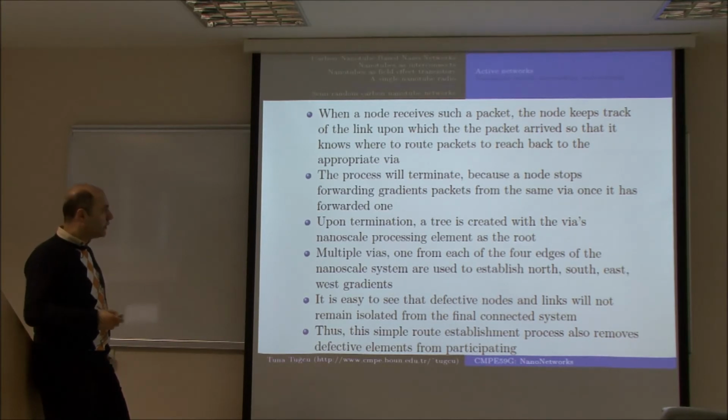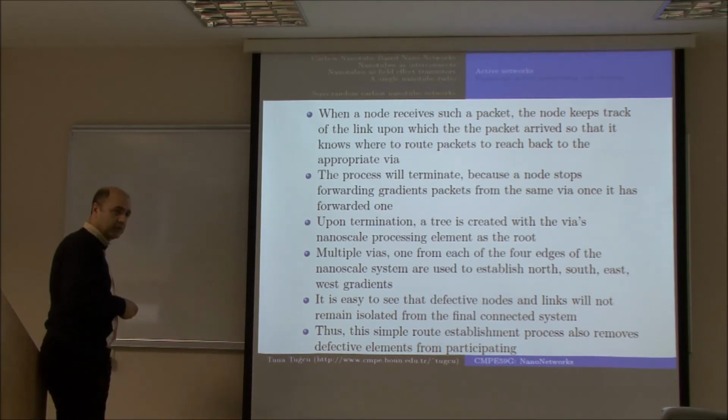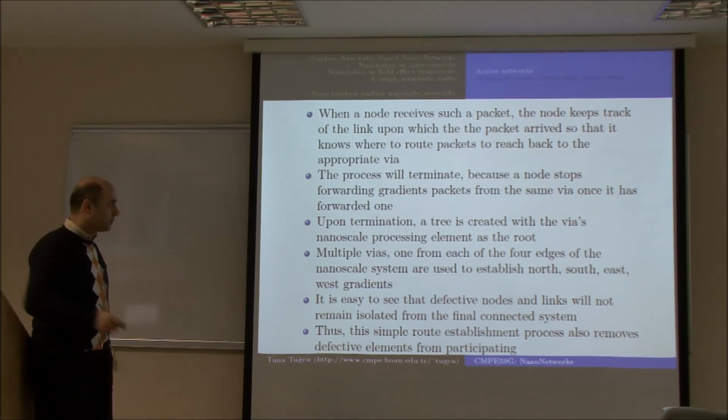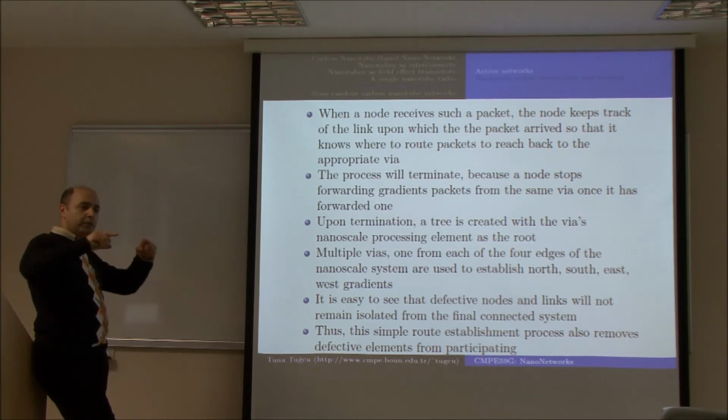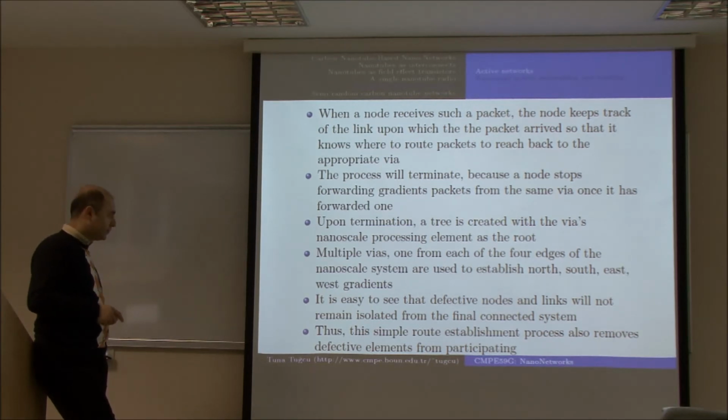That's why it terminates. So upon termination, a tree is created composed of these paths, with the wire's nanoscale link processing element now becoming the termination point for all of these paths. Therefore, it becomes the root of this tree.